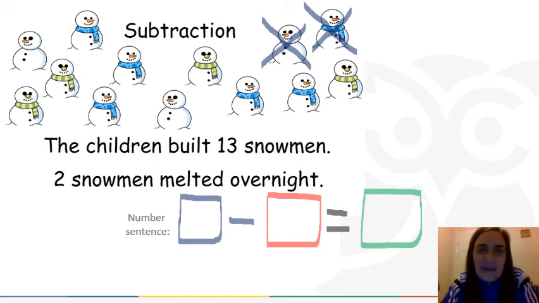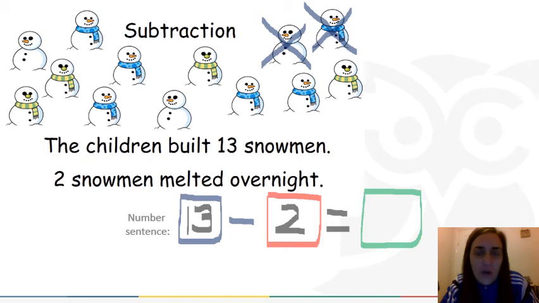So how many were there to begin with? There were 13. So 13 is our first number. How many melted? How many did we take away? 2. 13. Take away 2. We could also say 13 subtract 2 equals 11.